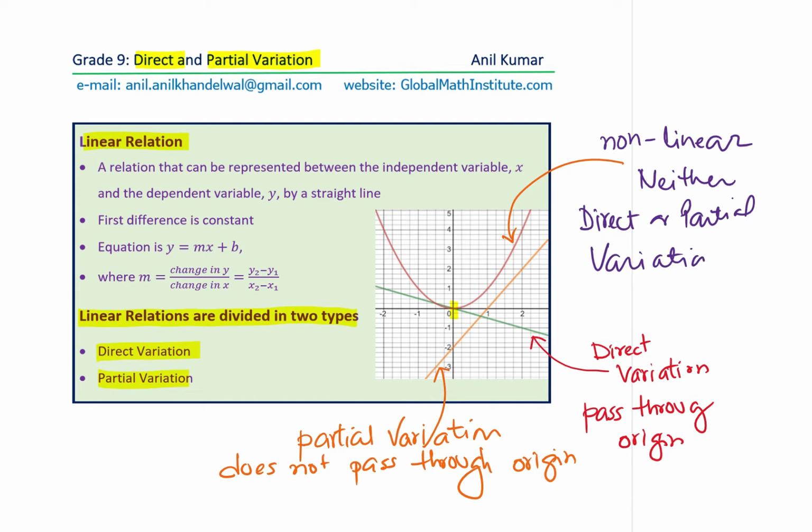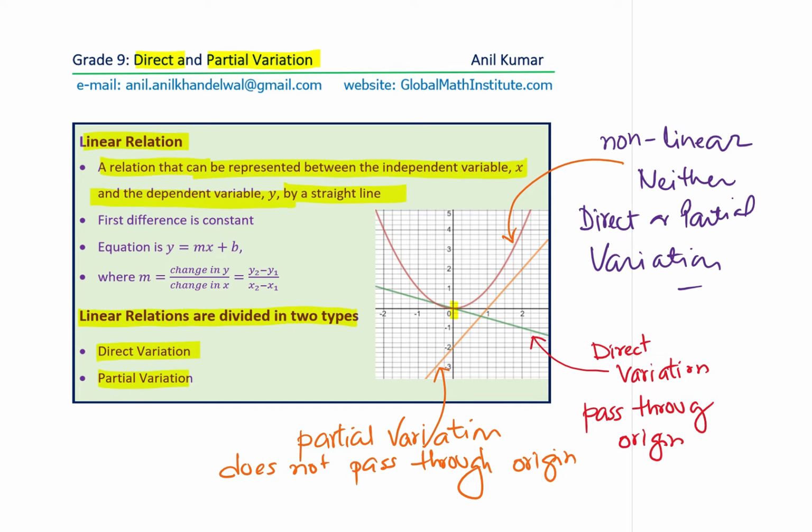So that is the background on direct variation and partial variation. Whenever we are talking about direct or partial variation, it has to be an equation of a line, or on the graph, it has to be a straight line. Now, before getting into the details, we'll also talk about what are the linear relations. A linear relation can be represented between independent variable x and dependent variable y by a straight line.